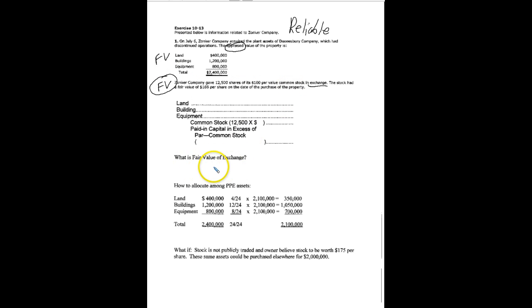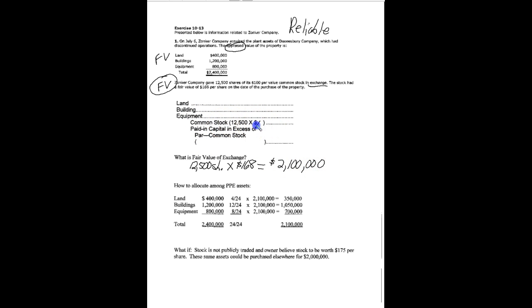So what's the fair value of the exchange? It's going to be the stock. There are 12,500 shares that are given up, and that going rate, the market price, which becomes its fair value, is $168. So we're going to record this transaction at $2,100,000. That's the value of the exchange. So let's record the common stock at the $2,100,000.